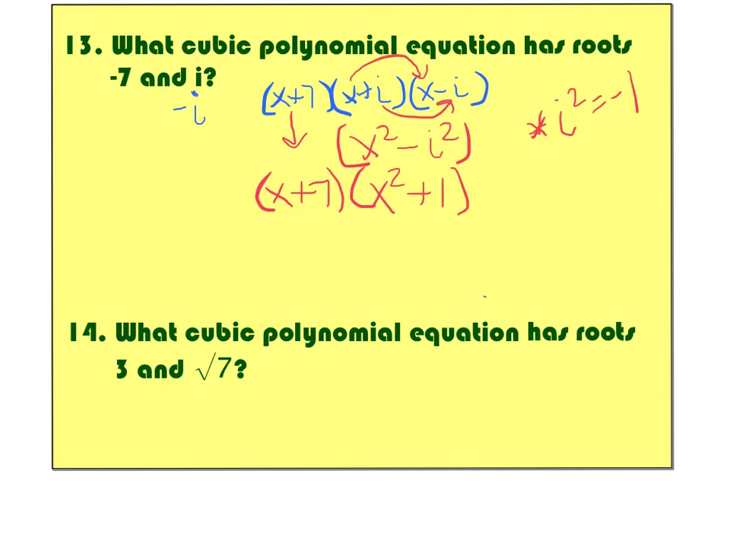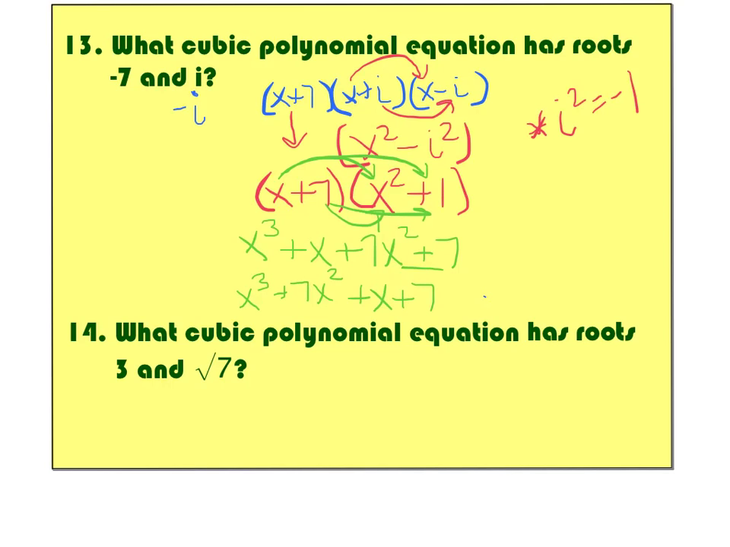So let's distribute x. I get x cubed plus x plus 7x squared plus 7. I don't have any like terms that I need to combine, but I do see that this is out of order, so I should put it back in order. And once I have it in order from high to low, that is my answer.